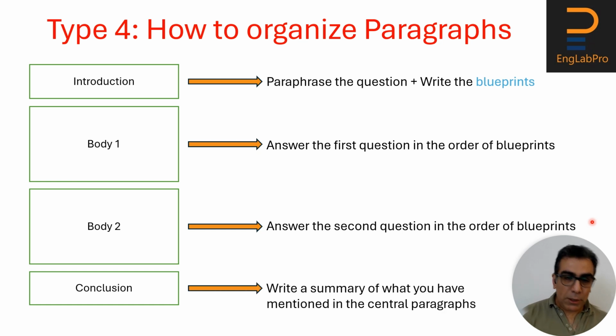And then we will go to the conclusion. In the conclusion, we should write a summary of what you have mentioned in the central paragraphs. So it is, again, a form of repetition of the causes and the effects, or causes and the solutions. By that, I mean we try to repeat the blueprints. We will see an example and you will understand what I mean by that. I will explain them there to you in more details. Let's go ahead.